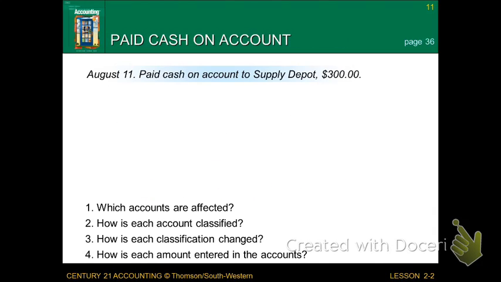Our next transaction for August the 11th, it tells us that we paid cash on account to Supply Depot for $300. Cash is an asset. Accounts payable is a liability. This tells me that we're paying off what we owe them. So let's list our debits first, our credits second. Well, to decrease accounts payable would be to debit the amount, and to pay cash would be to credit cash.